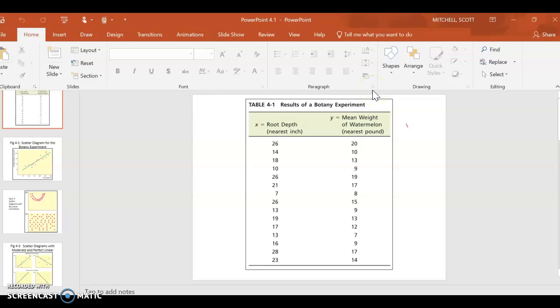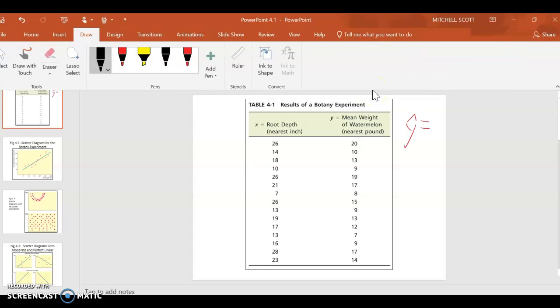We always write it as y hat equals, and we have to identify our variables. So x is the root depth, and that's in inches. We need to have our units, so be aware of those. And then y hat, you've got to be careful, you need this word: this is predicted mean weight, and that's in pounds. Okay, so we need to make sure we have that.